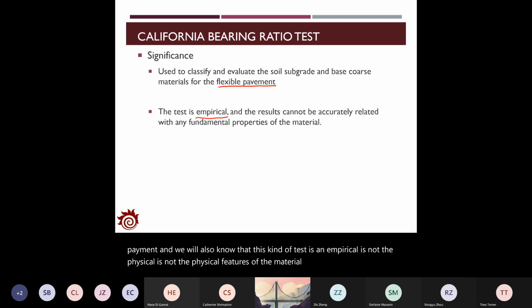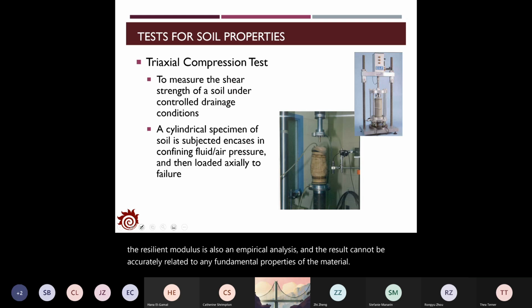This one is quite similar to the resilient modulus. It's also an empirical analysis, and the result cannot be accurately related to any fundamental properties of the material. So that's what we can conclude from the CBR test. Any questions so far about the CBR test?